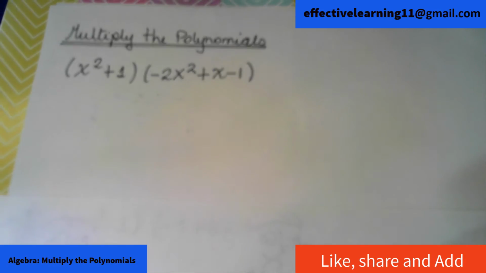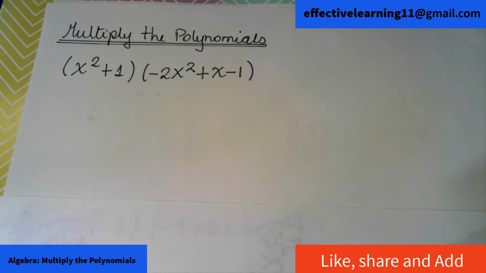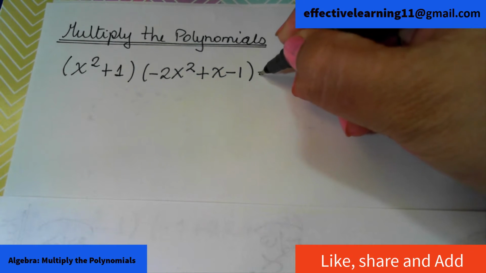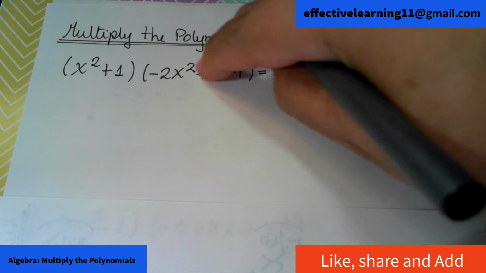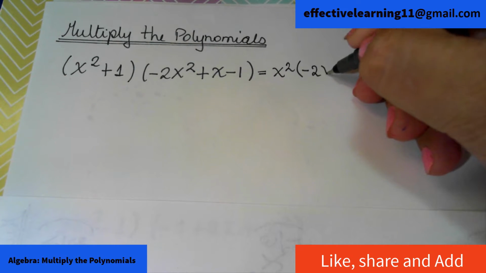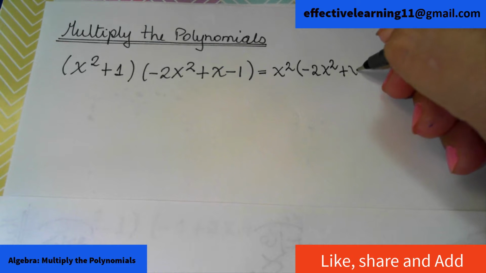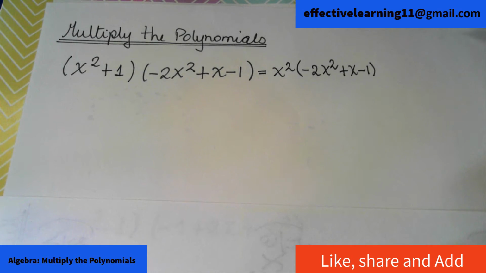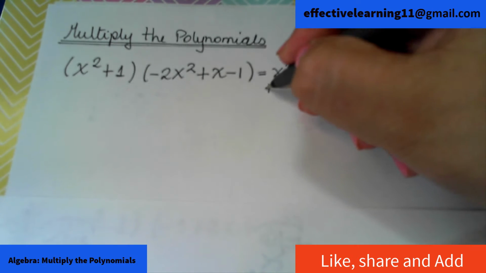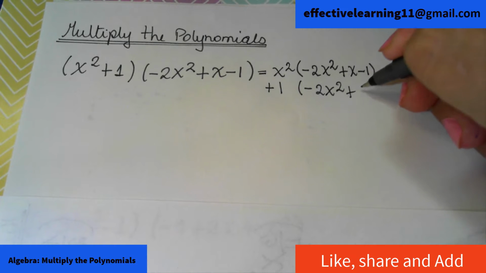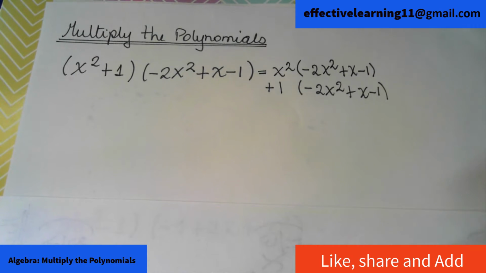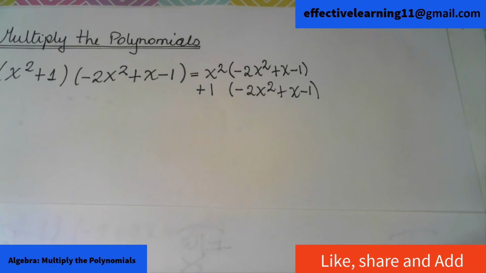Hello, here we have to multiply the polynomials x squared plus 1 times negative 2x squared plus x minus 1. So this is equal to the first term x squared times the whole expression negative 2x squared plus x minus 1, and the second is positive 1 times again the whole expression. So we have to multiply both of them to see what's the answer.